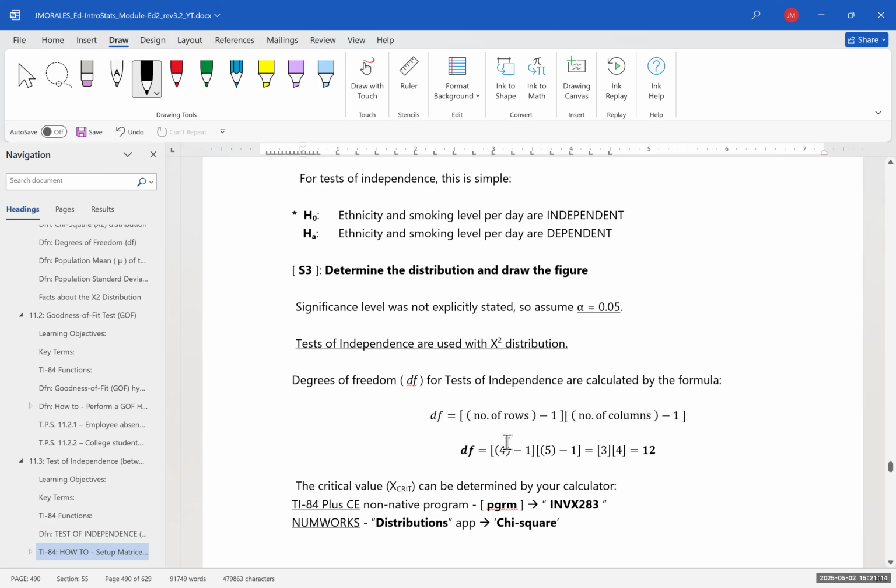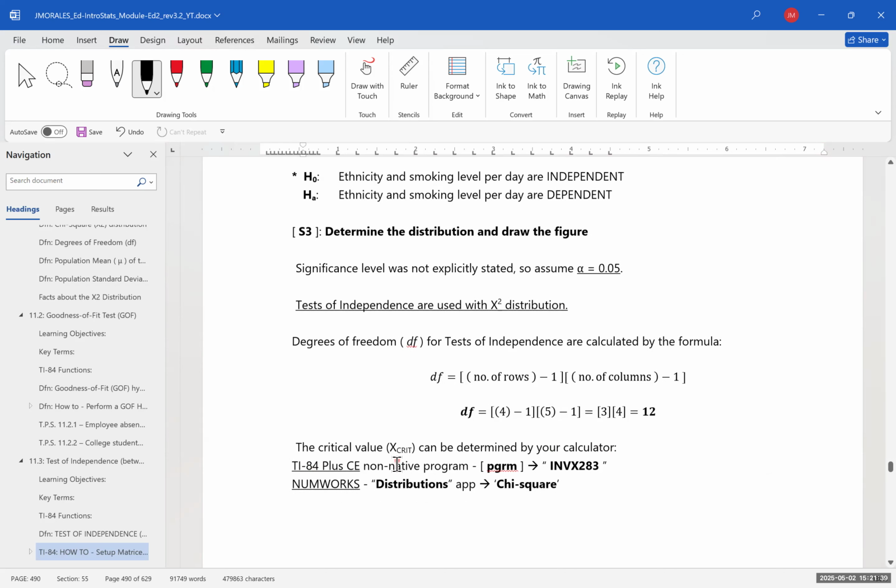So the degrees of freedom is going to be 4 minus 1 times 5 minus 1. 4 minus 1 is 3, 5 minus 1 is 4. So 3 times 4 is 12. So we've got 12 degrees of freedom here. The critical value can be determined by your calculator. So we've done this already.